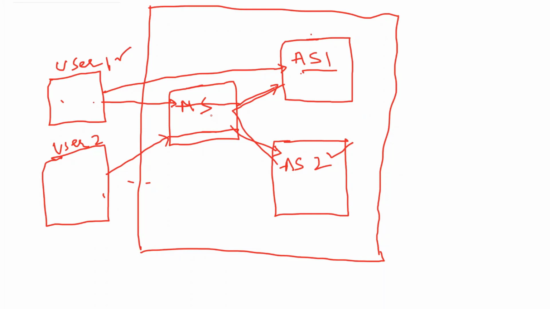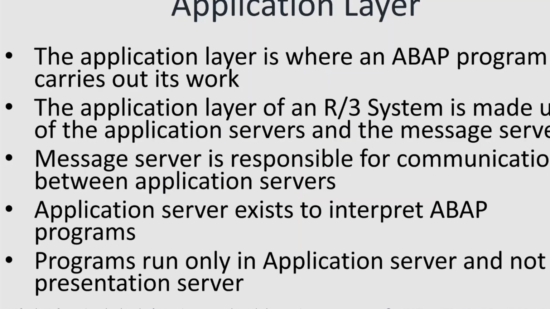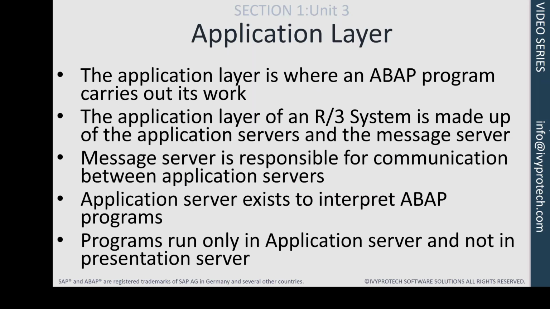But it's important to understand that the application layer consists of message server, and it can have multiple application servers, and the role of a message server is to help with load balancing as well as help the application servers to communicate with each other. So the application layer of an R3 system, we no more call it an R3 system, we call it ECC system, is made up of the application servers and the message server. Message server is responsible for communication between application servers, and as I said, the purpose of this application server is to interpret your ABAP programs.